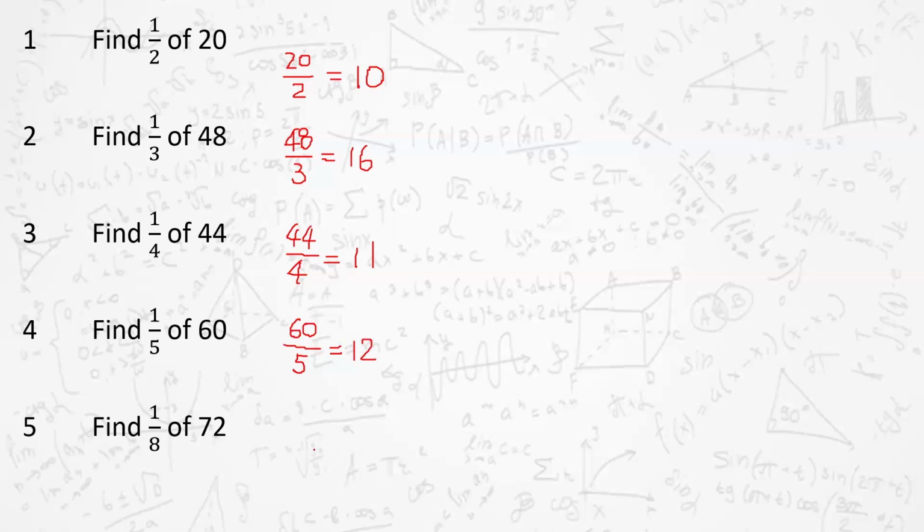Question 5, find 1/8 of 72. We're dividing 72 into 8 parts, and each part is 9.